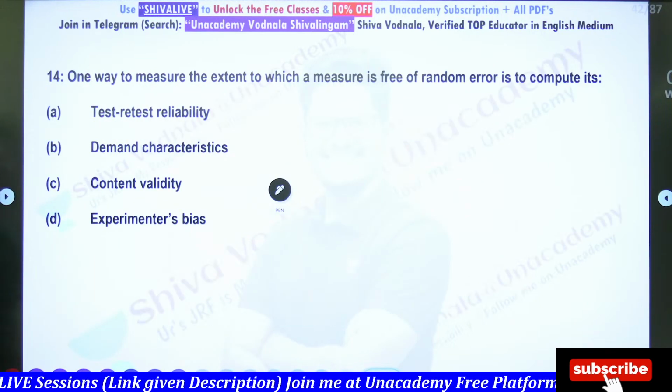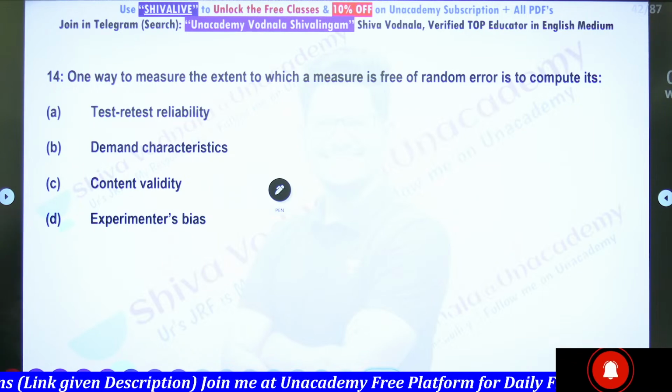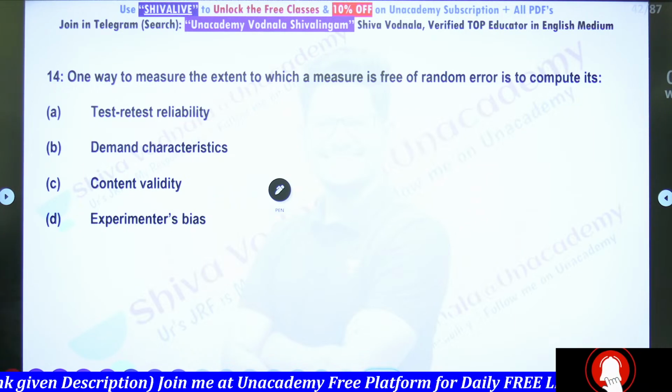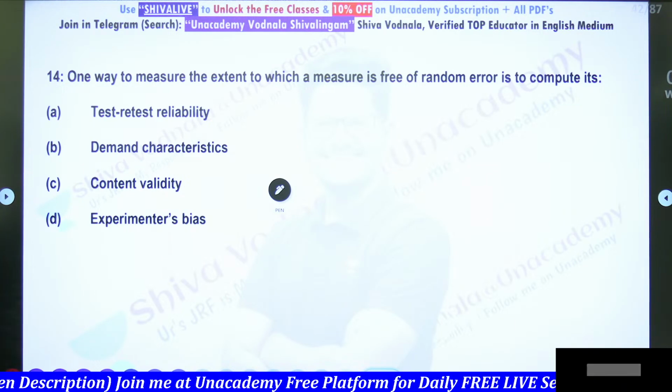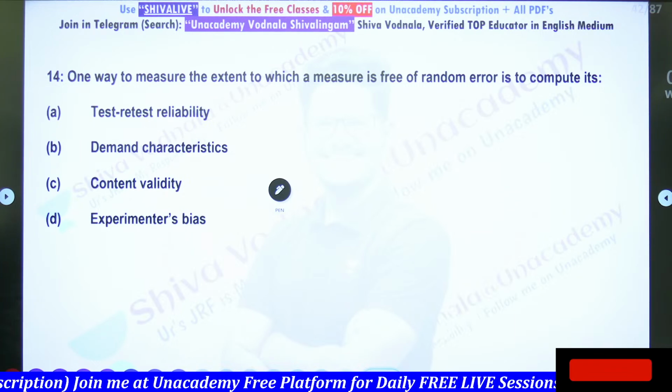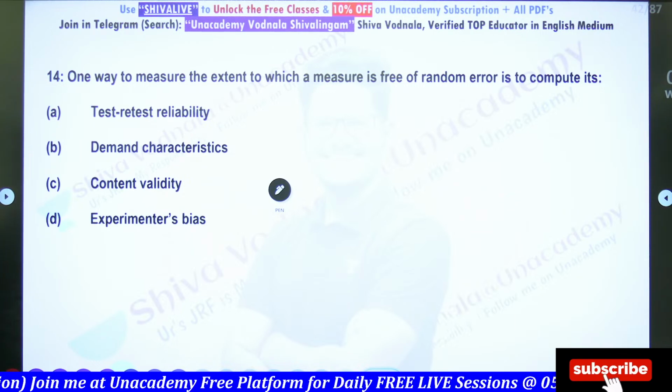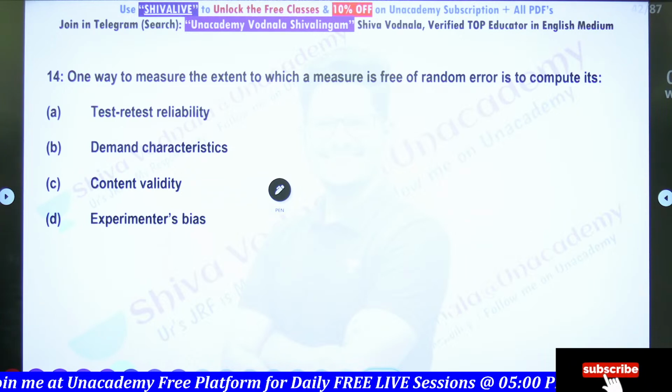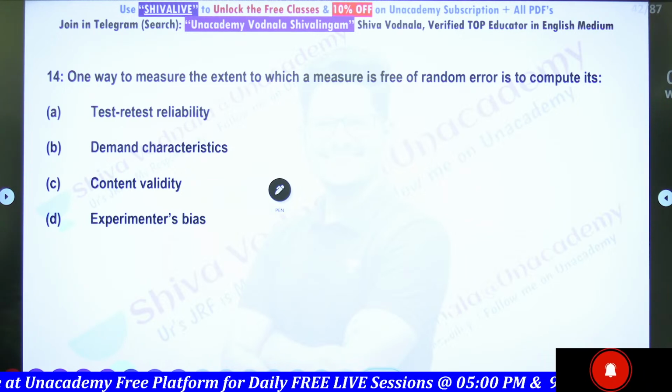Other options. One way to measure the extent to which a measure is free from random error is to compute its test and retest reliability, demand characteristics, content validity, experimenter bias.